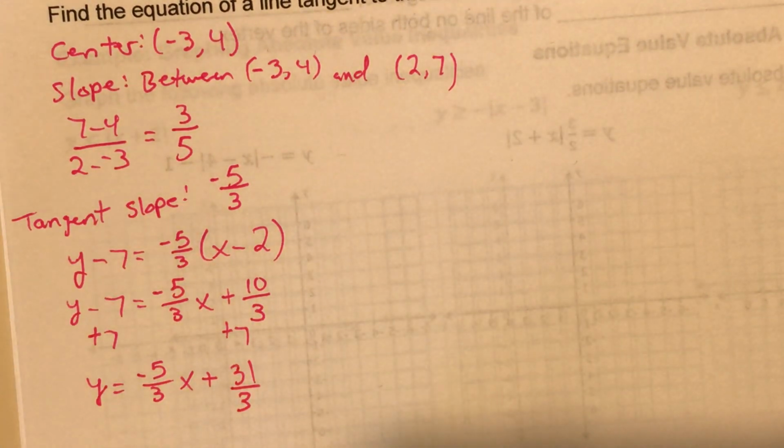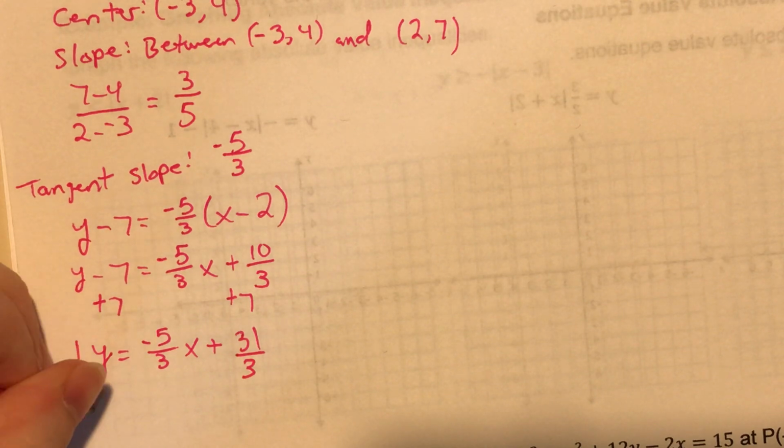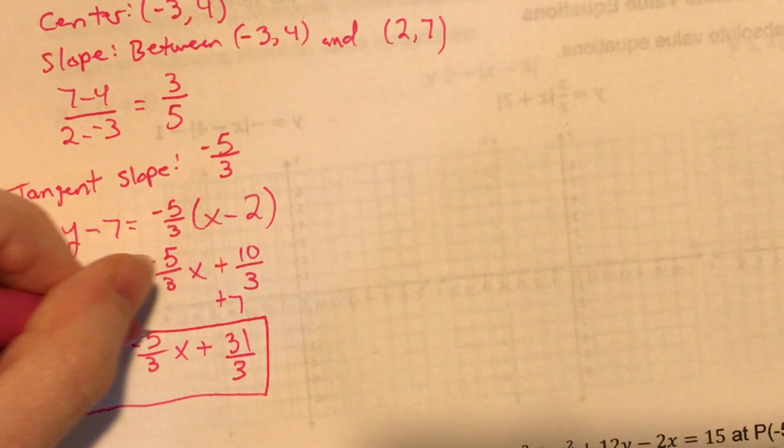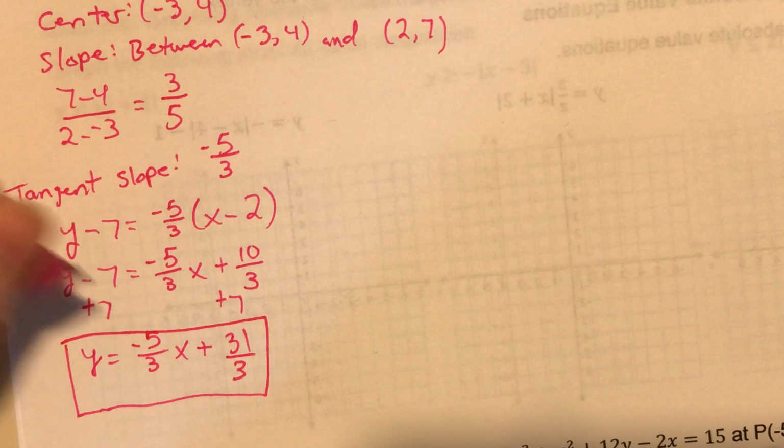All right, if you have it as decimals, that's totally fine. But this is the equation of the tangent line. And that's all there is to that one.